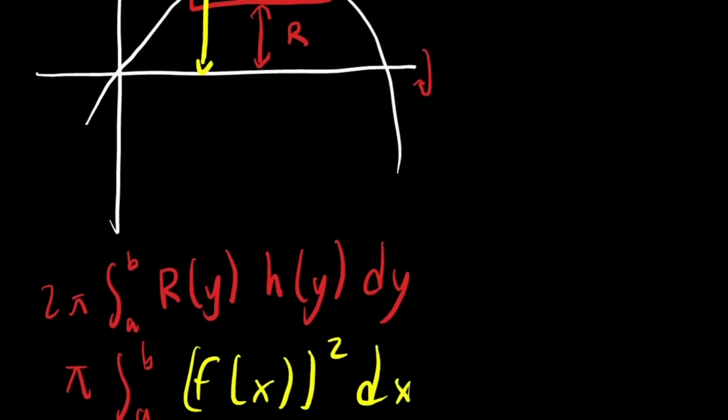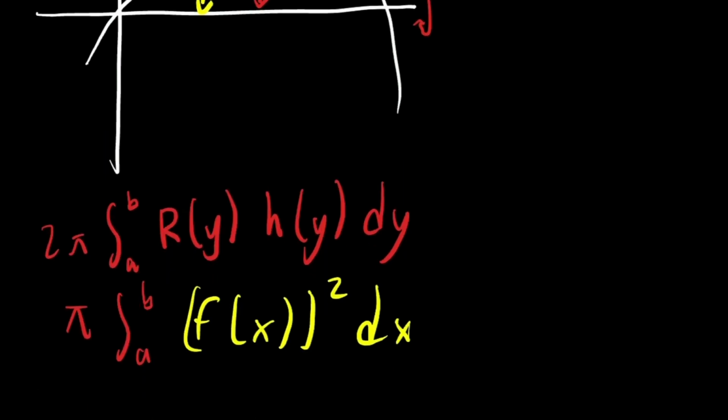In some situations shell method would be easier. I generally lean on disk method or washer method. It's generally easier for me to understand, but we'll go through some problems nonetheless.